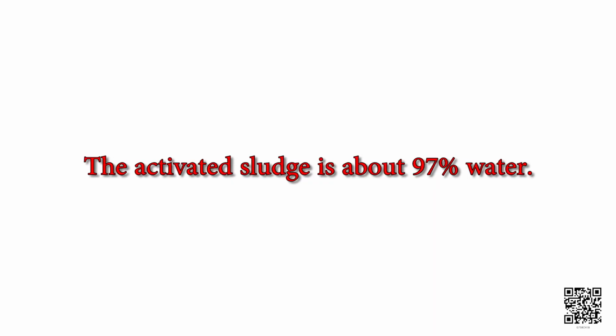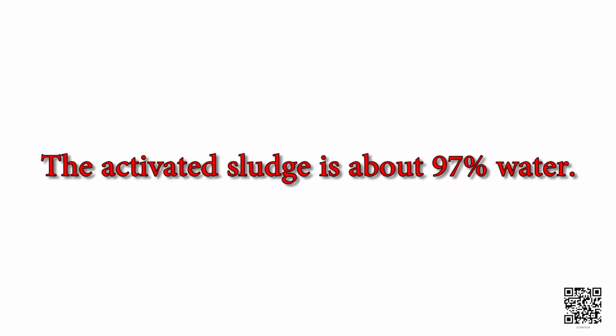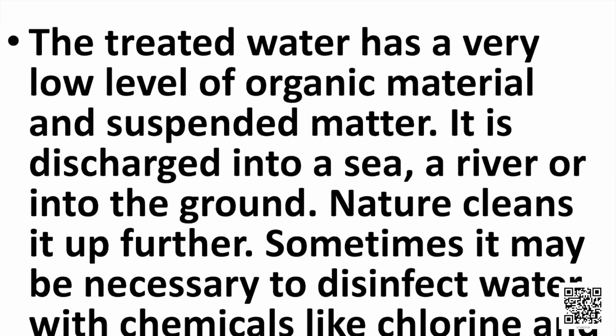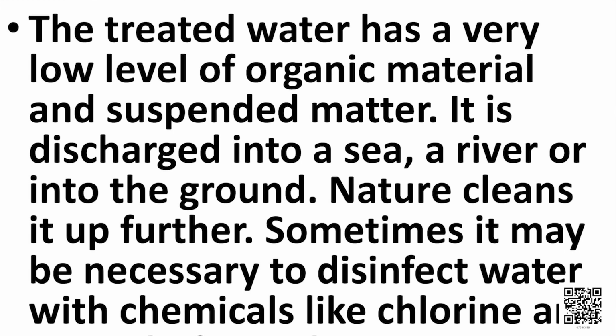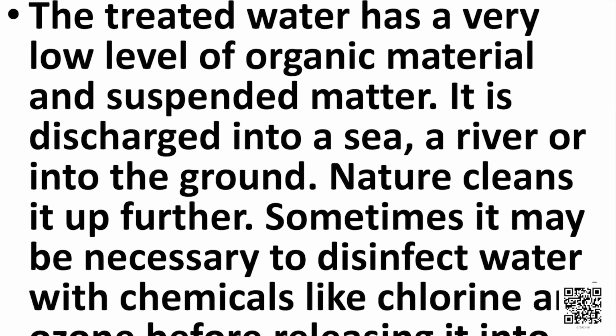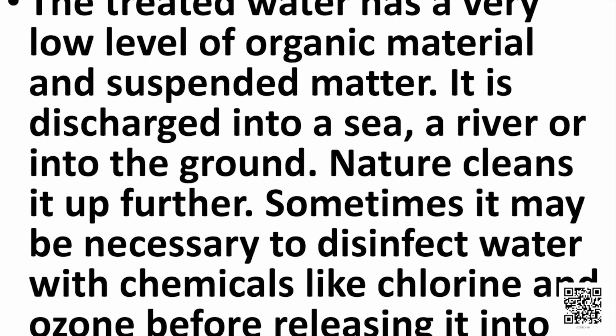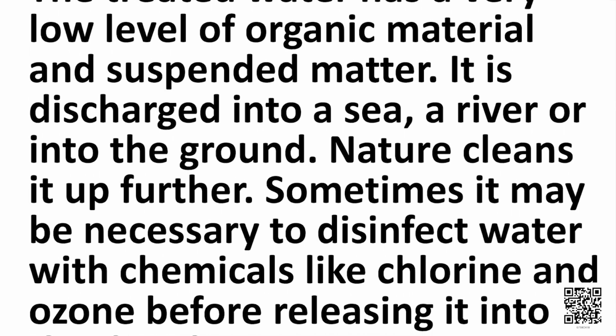So students, after several hours, the suspended microbes settle at the bottom of the tank as activated sludge. The water is then removed from the top and the activated sludge is about 97% water. The water is removed by sand drying beds or machines, and dried sludge is used as manure, returning organic matter and nutrients to the soil. This treated water has a very low level of organic material and suspended matter. It is discharged into a sea, a river or into the ground. Nature cleans it up further.